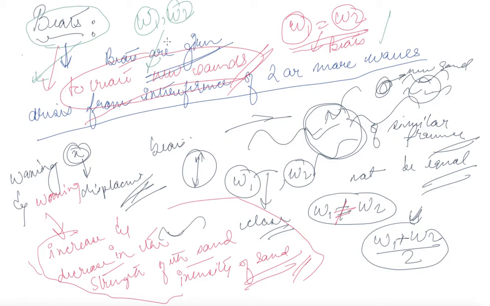Now let's go to the mathematical part of beats. Let us consider one sound wave to be S1 equals A cos omega 1 t. The other one, let it be A cos omega 2 t. Now we had this particular equation.